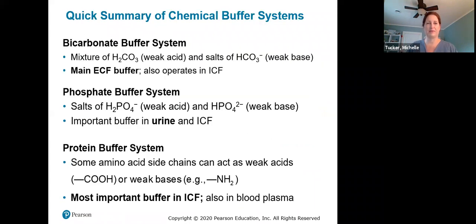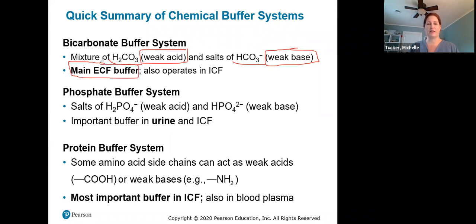As I promised, we have a summary of chemical buffer systems. All chemical buffer systems are made up of a weak acid and a weak base. For the bicarbonate buffer system, carbonic acid is the weak acid, bicarbonate is the weak base, and it is going to be the main extracellular buffer.